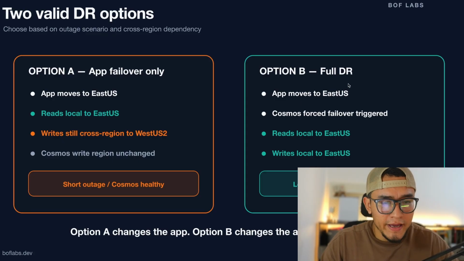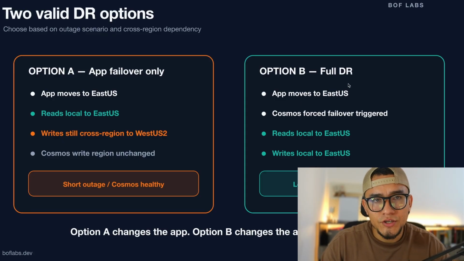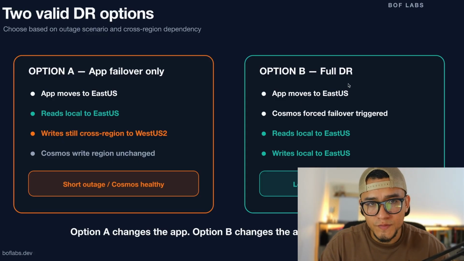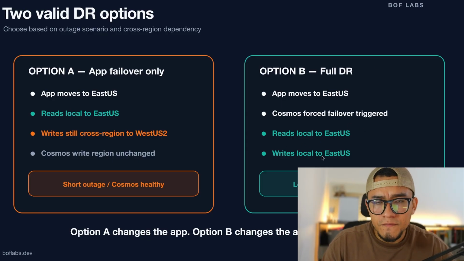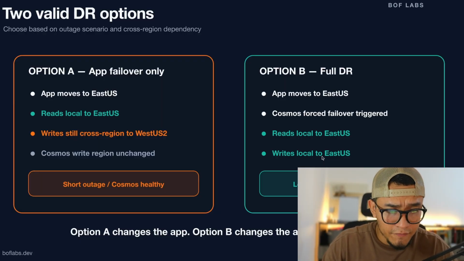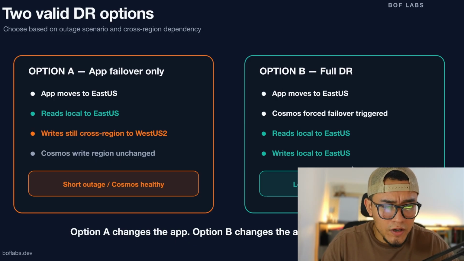For option B, we fail everything to the DR, the application, and also we force the failover for Cosmos DB. So everything, reads and writes, will be local to the East-US region. This option will give you full regional independence since there is no cross-region dependency for writes. And this is what is recommended when you have long outages or when you want to test a complete regional isolation.